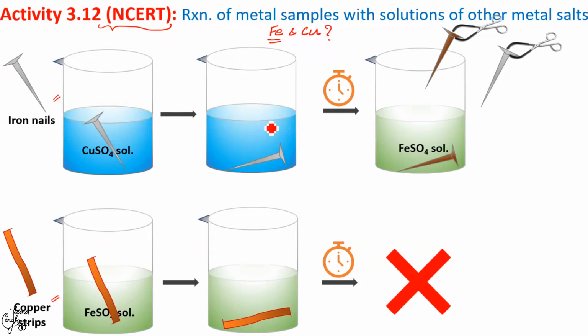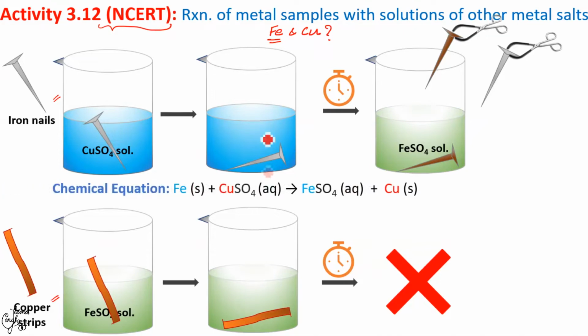For setup 1, the corresponding equation can be written as Fe plus CuSO4 give rise to FeSO4 plus copper. Here, iron has displaced copper from its aqueous solution copper sulfate and you get iron sulfate. Now this iron sulfate, also known as ferrous sulfate, is light green in color as you can see here. And the reddish brown color deposit that you see on the iron nail is because of deposition of copper which is kicked out or which is displaced from this solution.